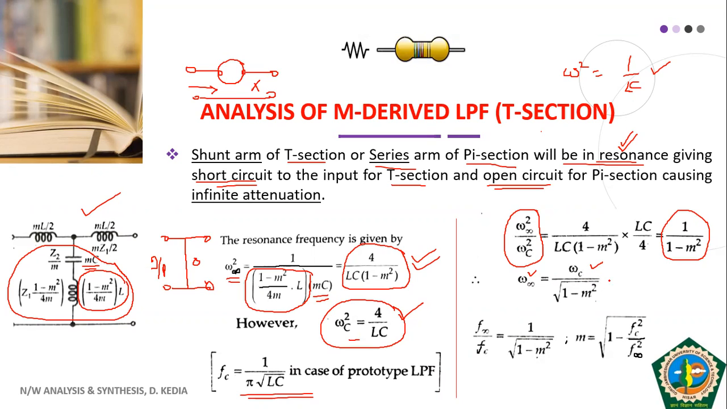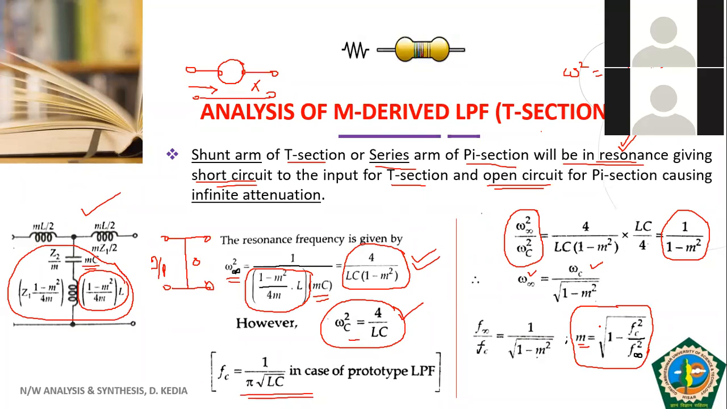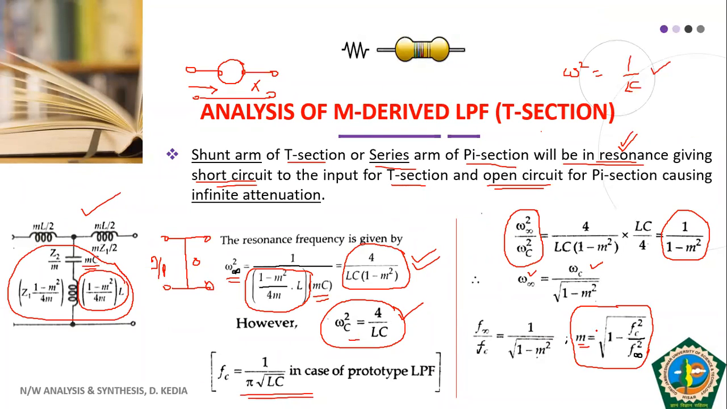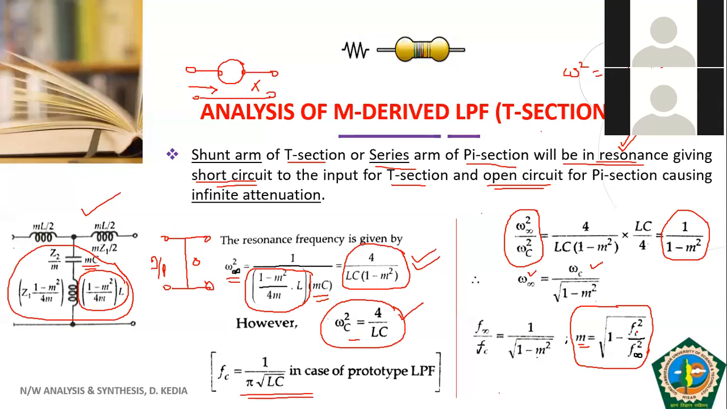And you can substitute f infinity and fc in place of omega infinity and omega c, and we get finally this expression. And now we have obtained M, that is the value that we have introduced in M-derived filter, in the form of fc and f infinity. Okay, so this is how we analyze M-derived low pass filter. We have obtained the value of M in terms of cutoff frequency and resonant frequency in case of M-derived low pass filter. Fine.